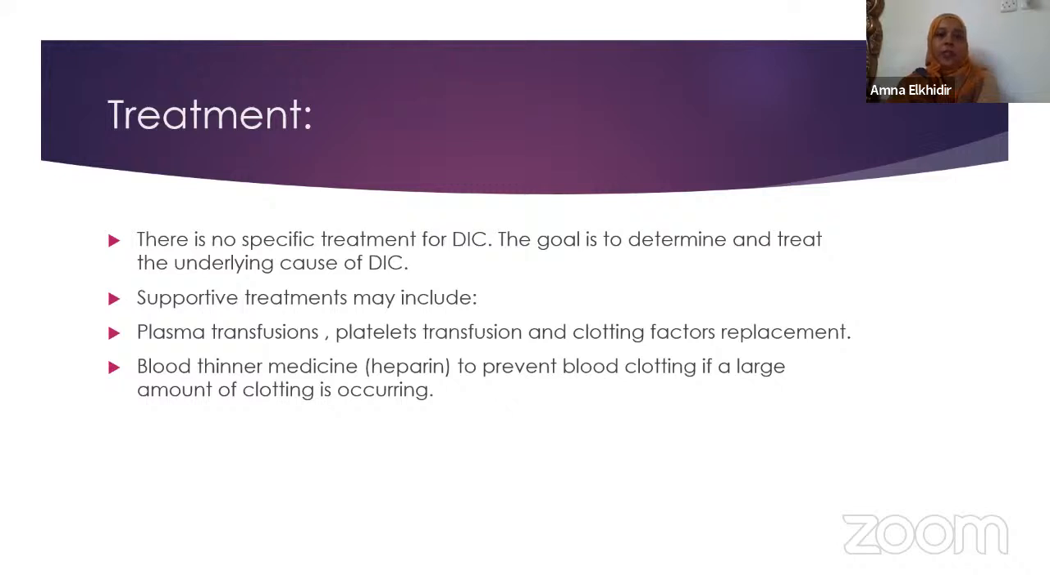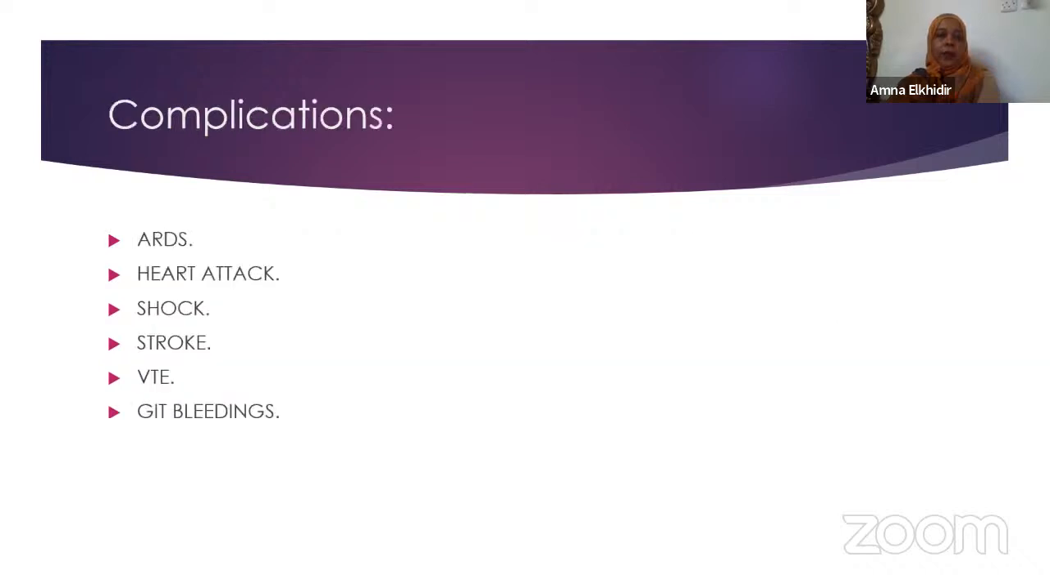Treatment, there is no specific treatment. The goal is to determine and treat the underlying cause. Supportive treatment that may help is plasma transfusion, platelet transfusion, and clotting factor replacement. Heparin to prevent blood clotting if a large amount of clotting is occurring. The complication of DIC, if not treated early, can lead to acute respiratory distress syndrome. It can lead to heart attack, shock, stroke, venous thromboembolism, and GIT bleeding.